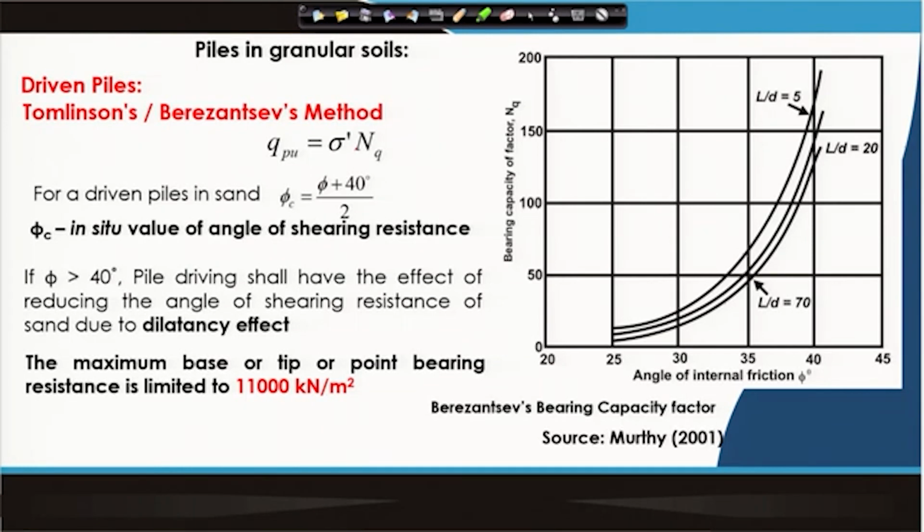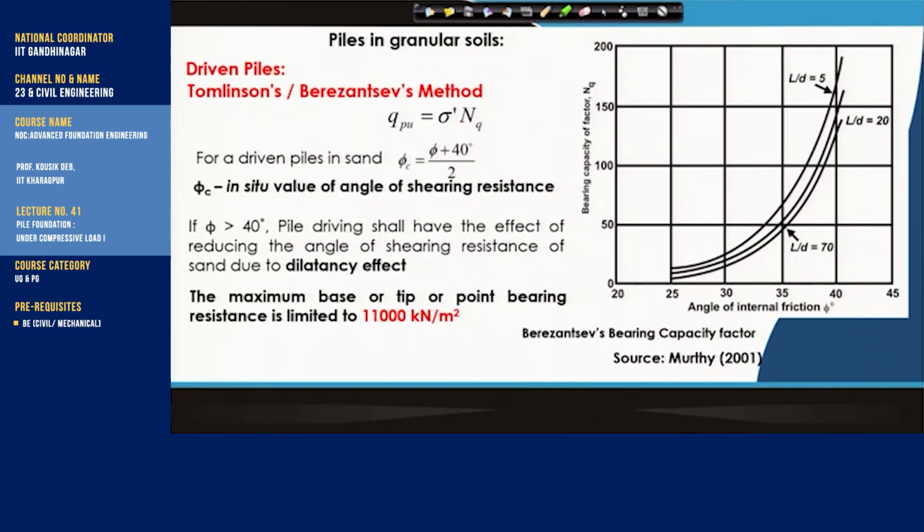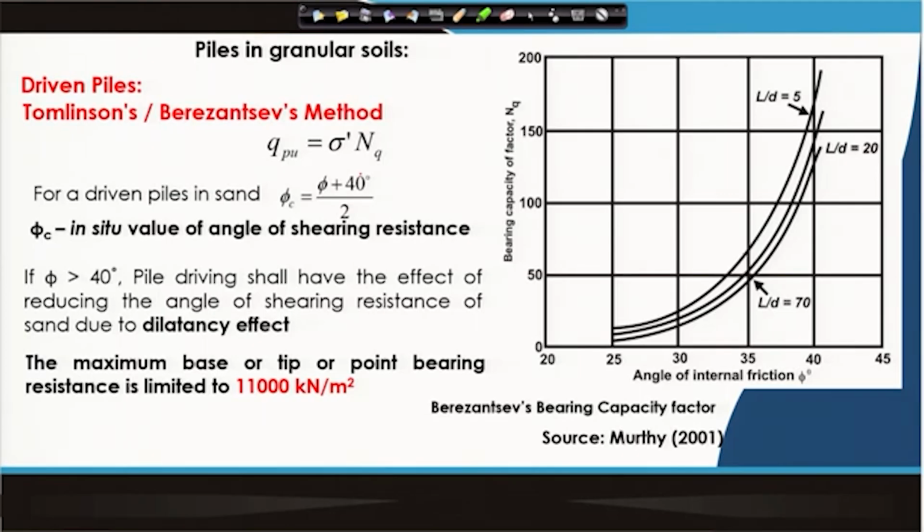Now, if the phi value is greater than 40 degrees, then when we drive the pile, there is a possibility of dilatancy, which may reduce the friction angle, or the shearing resistance, of the sand. So we have to reduce the friction angle if it is greater than 40 degrees, and that equation is given here: phi plus 40 degrees divided by 2, applicable only if the friction angle is greater than 40 degrees. Remember, these equations are all given for driven piles. If I want to use them for cast in situ piles or bored piles, then you have to modify them, but these are for driven piles, not for bored piles.